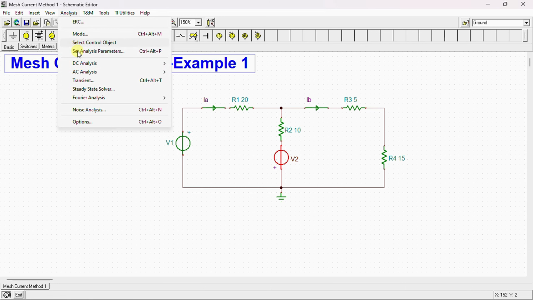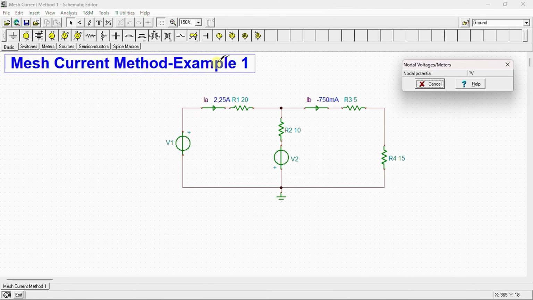Let's go to analysis, DC analysis, calculate nodal voltage. We can see here that IA is 2.25 amps and IB is negative 750 milliamps. And if we want to find the current through the resistor R2, it is 3 amps, equal to IA minus IB, that's 2.25 plus 750 milliamps is equal to 3 amps. Those values are exactly the values we found by calculation.